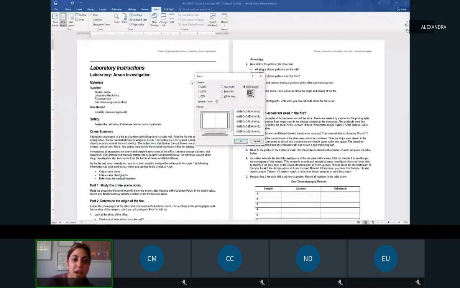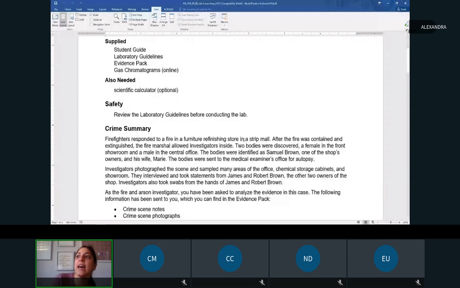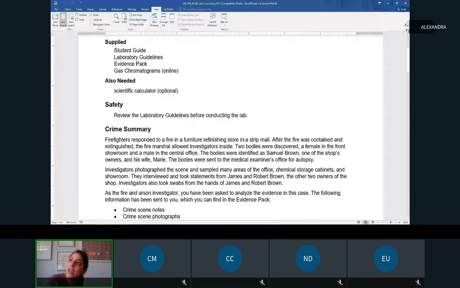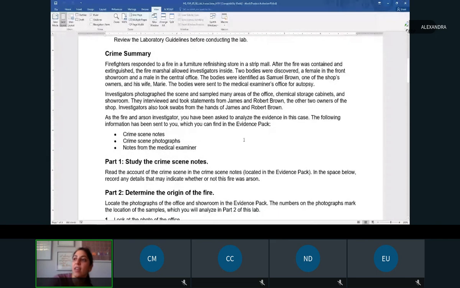All right, so we've got our laboratory materials, student guide, laboratory guidelines, evidence pack, and then the gas chromatograms are online. You'll need a scientific calculator, maybe. And so we've got our summary. Like we just said, we have the fire in the furniture store. The two bodies that were discovered were Sam, the shop owner, and his wife, Marie. They were sent to the medical examiner's office for an autopsy, waiting for that report to determine whether it was an accident or if it was actually arson and murder.